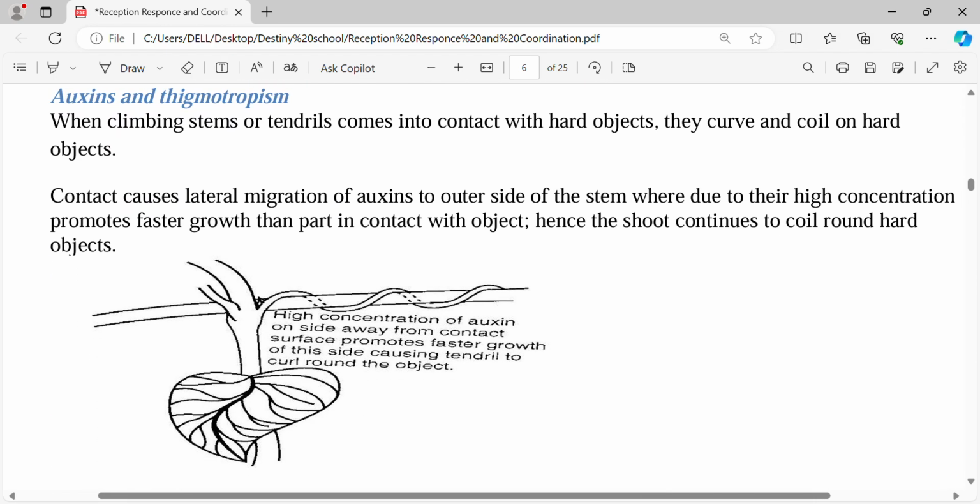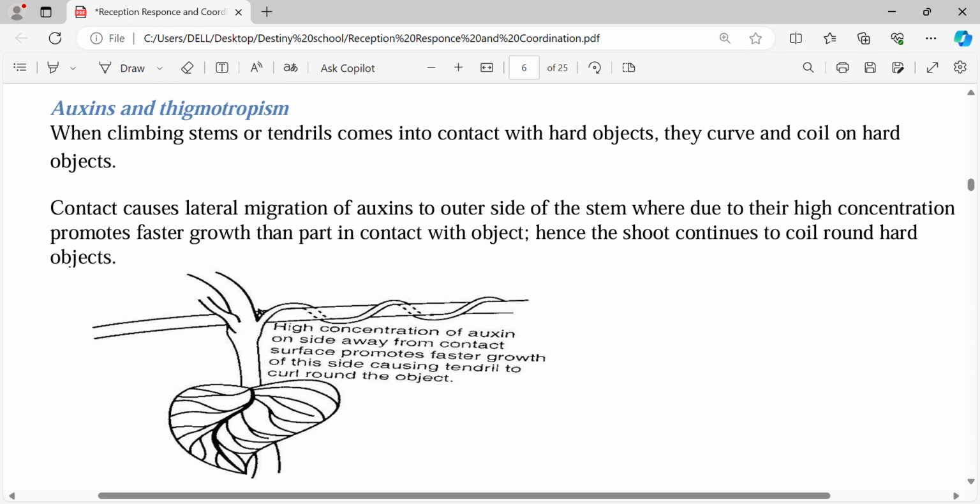The last one, let's talk about auxins and thigmotropism. Remember, thigmotropism is also called haptotropism. So haptotropism or thigmotropism is the response in favor of contact or touch.